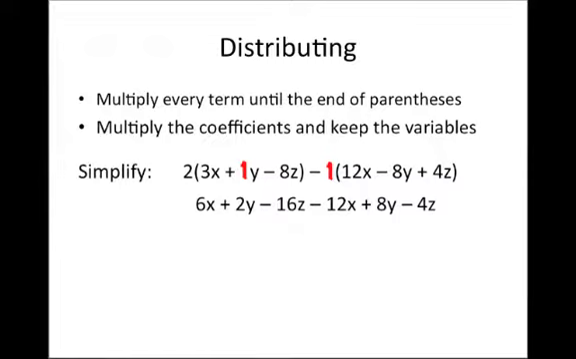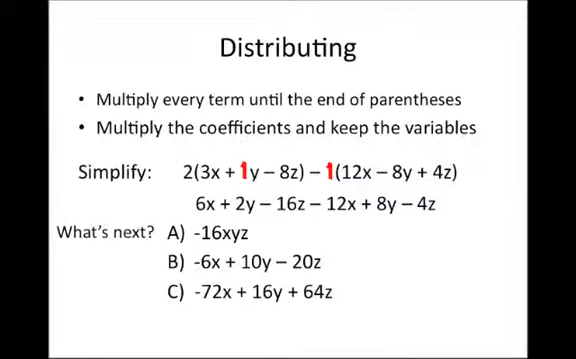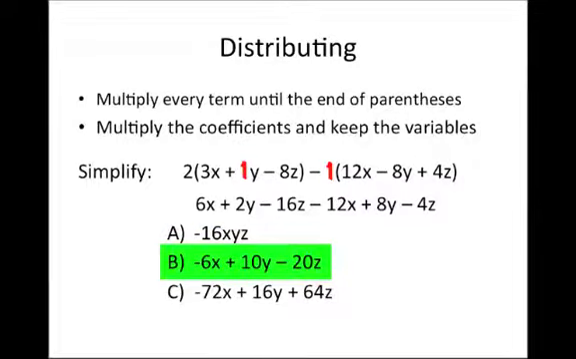Choice A is equivalent. Now we want to combine the like terms. What should we write next? The equivalent expression, combining all the x's together, the y's together, and the z's together, is choice B. And this is as much as we can simplify this particular problem.